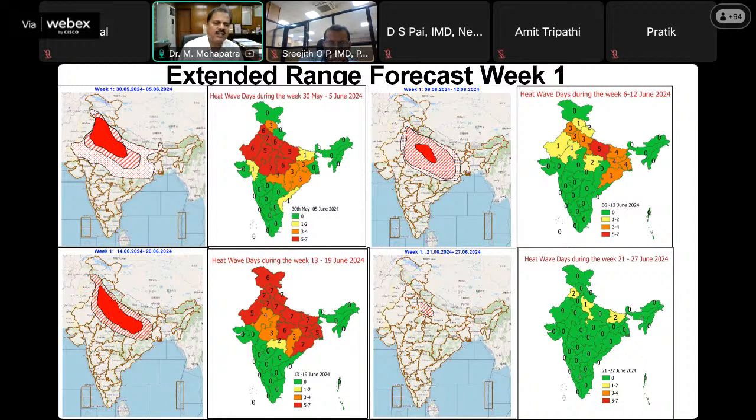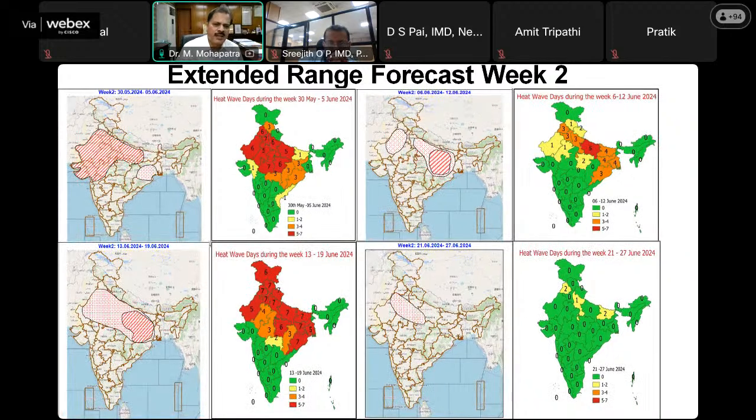This is the second week. The prediction was this one, and it all happened this way. The second is the period for 6 June to 12 June. This was the prediction. It happened like this. And this is the period 13 to 19 June. This was the prediction of heat wave conditions, and it happened like this. So in that way, to a large extent, in the extended range, heat wave spells could be predicted.